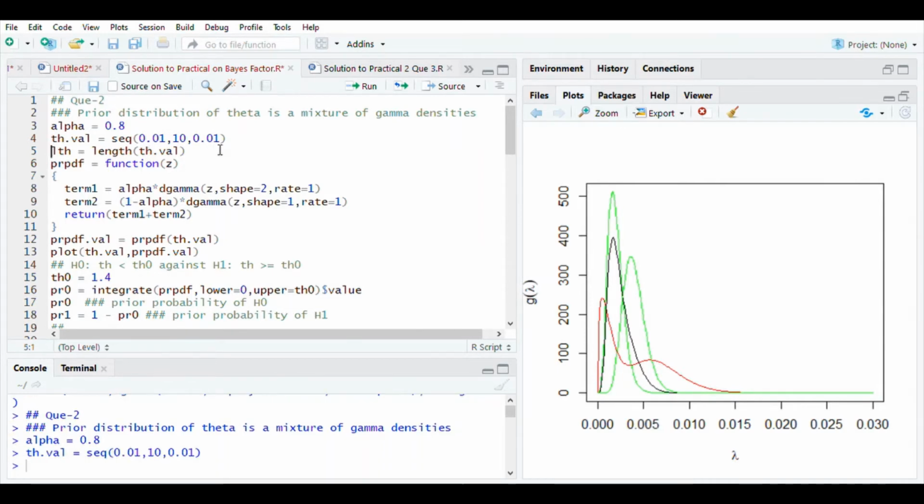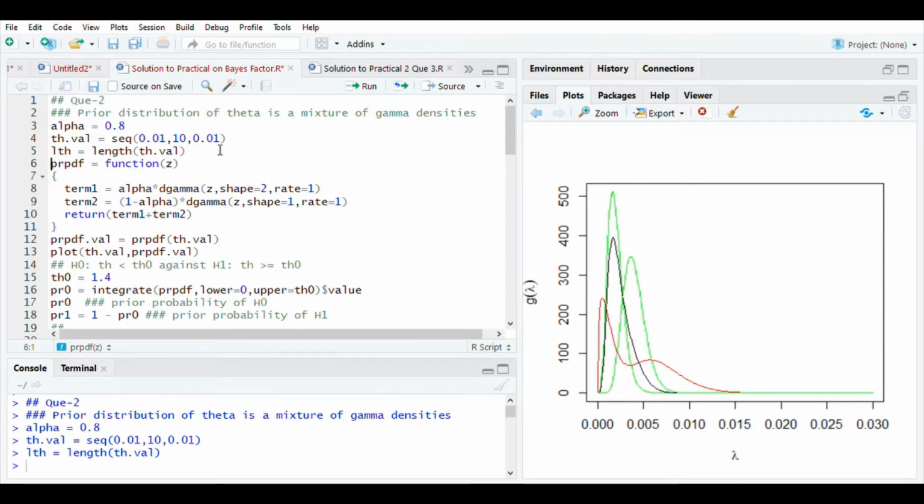So let us consider the prior distribution. Here I have written a function which computes the value of the prior PDF at point z. The first term in the PDF was alpha times theta e raised to minus theta. Theta e raised to minus theta is the PDF of a gamma distribution with shape 2 and rate 1. So I have considered it as term 1.